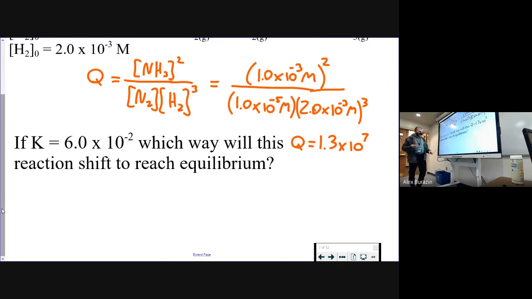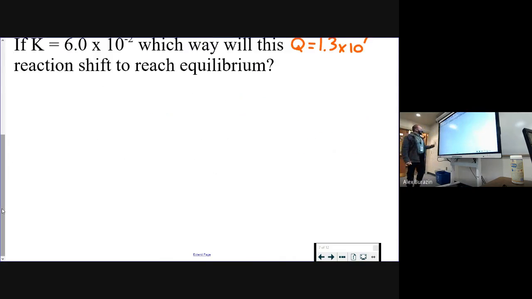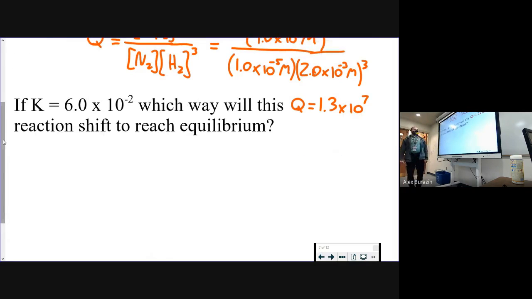So, we make a comparison. Now, I strongly recommend when you make a comparison between K, equilibrium, and Q, not equilibrium, you do it in alphabetical order. Here's what I mean. In the alphabet, K comes before Q, yes? Excellent. So I'm going to say that in this instance, K is less than Q.